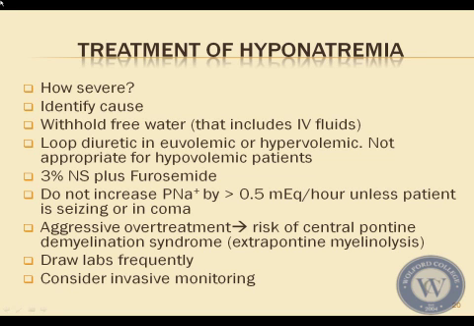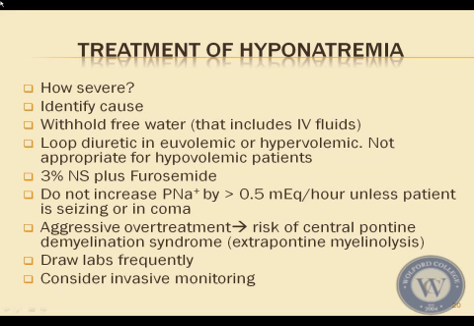For treatment of hyponatremia of all types, you need to identify the cause, and you have to identify how severe it is. A lot of these will tolerate withholding free water. That usually includes fluids, unless the person is dehydrated. In that situation, you want to replace the fluids appropriately. If the person is euvolemic or hypervolemic, loop diuretics also work, but it's not appropriate for patients that are hypovolemic. The other treatment is sometimes giving 3% normal saline plus Lasix furosemide, but I would only give that to people that are very severely hyponatremic and are becoming symptomatic.